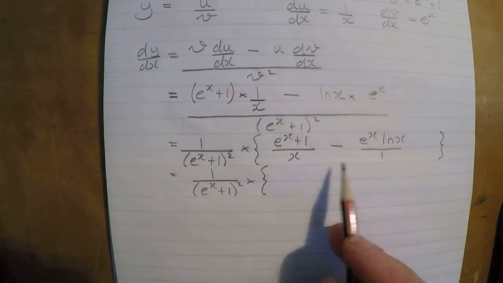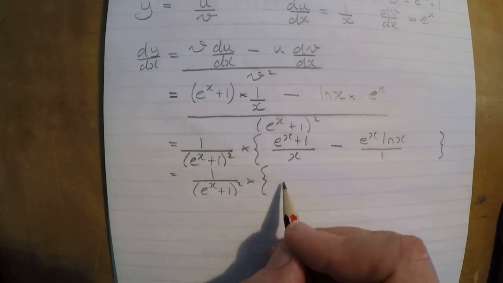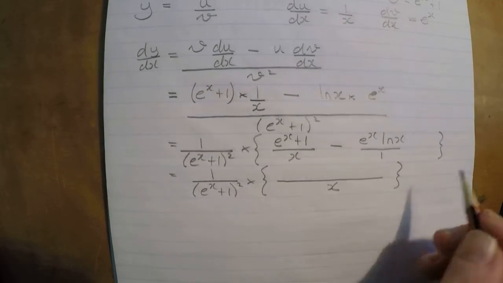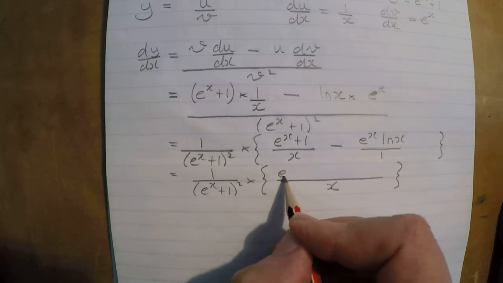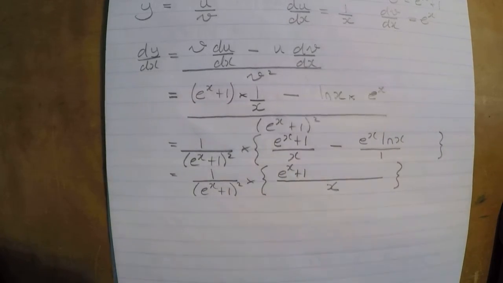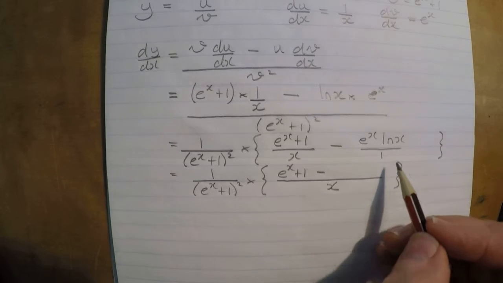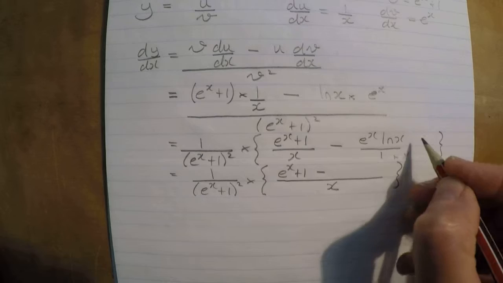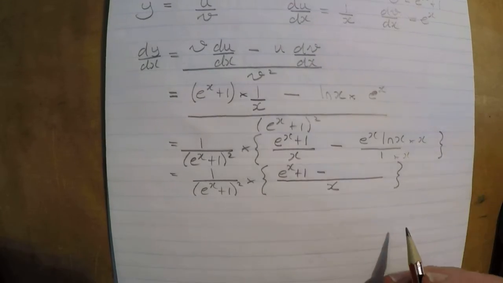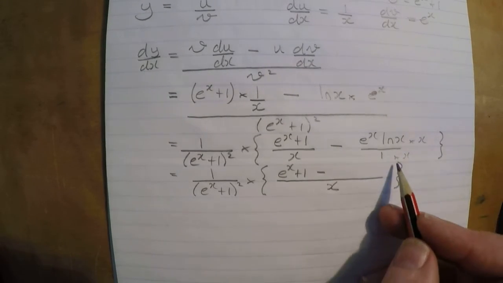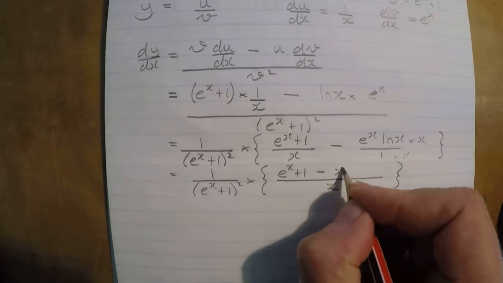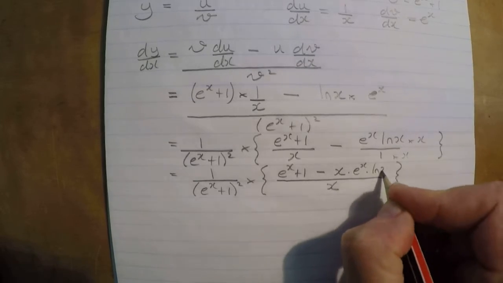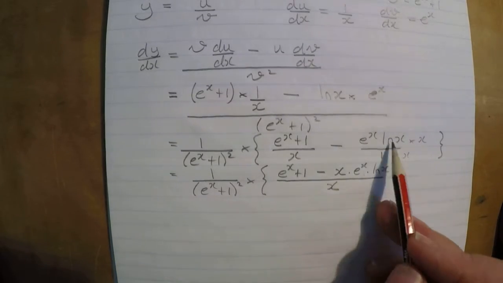Now, in order to combine these, I need a common denominator. So I'll make a common denominator of x. That hasn't changed, so we have e to the x plus 1, minus. Now I'd need to multiply that. Effectively, I've multiplied by x here and multiplied by x. In my mind, I've thought this. So I end up on the top with x times e to the x times the natural log of x. Three parts.